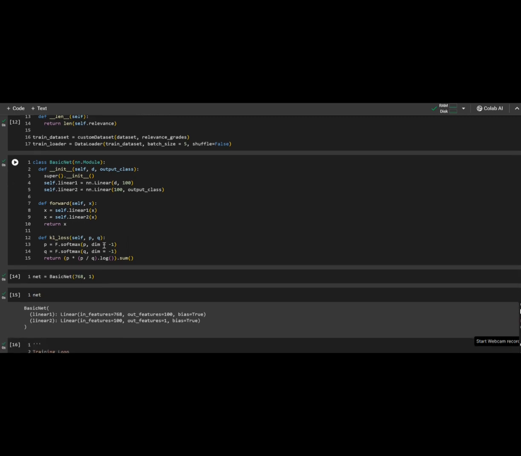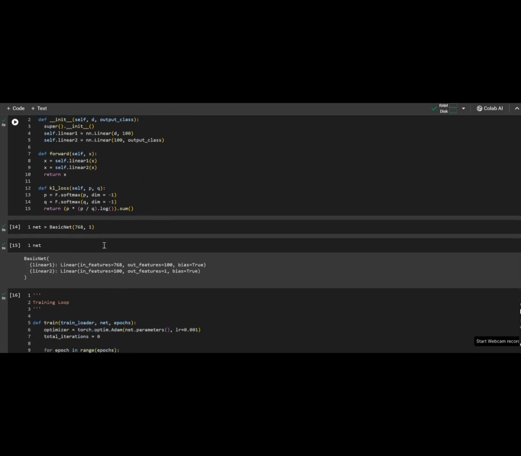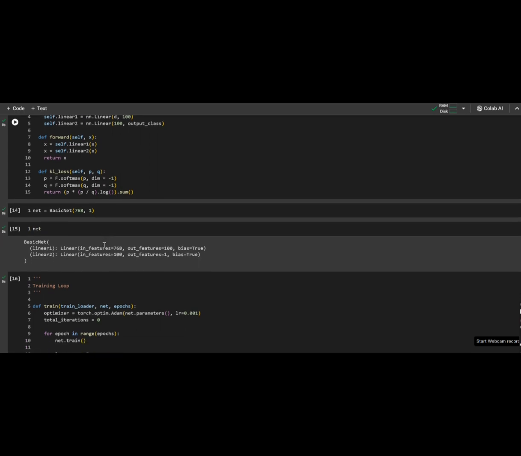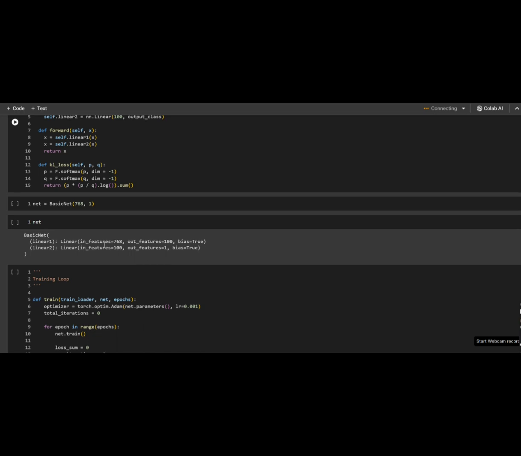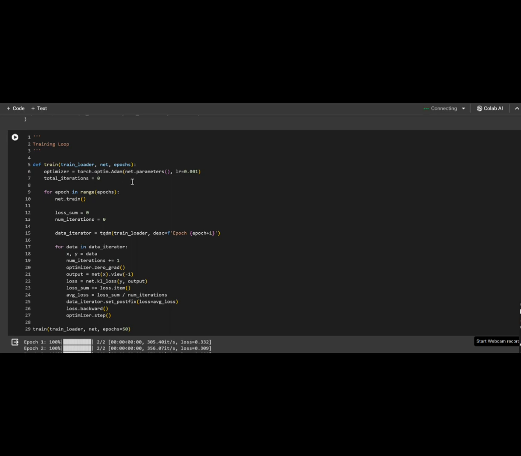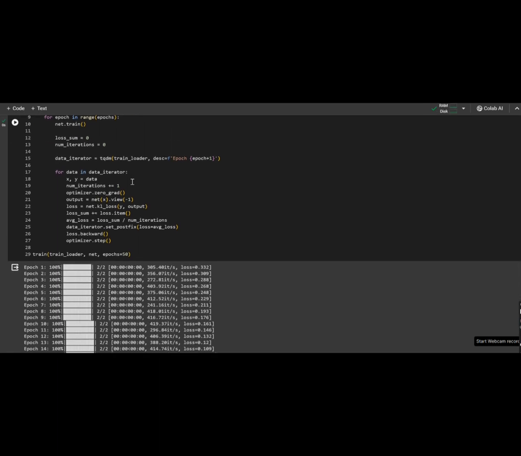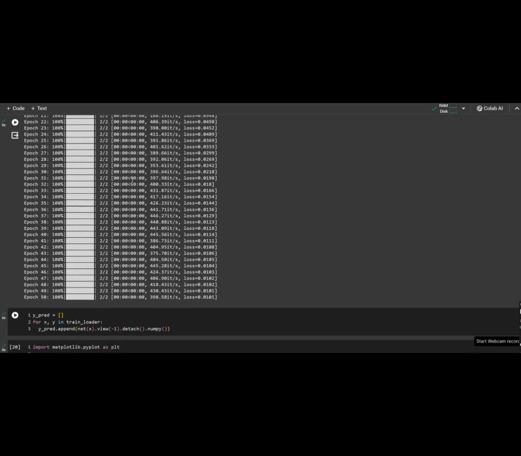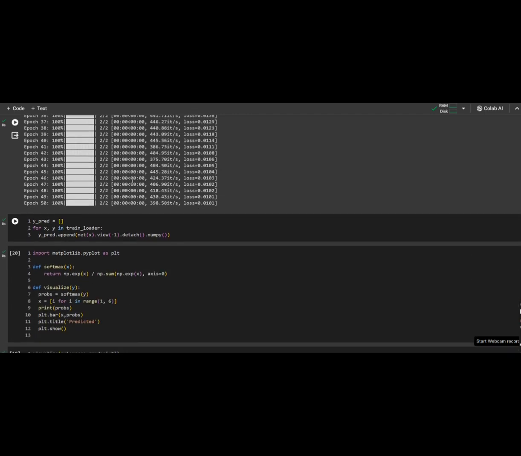The loss function I have used is a KL divergence loss, but in the paper they have used categorical cross entropy. I have used the KL divergence loss since we are dealing with two probability distributions, so KL divergence will be useful in this case. This is the training loop. I have used the Adam optimizer with a learning rate of 0.01, and I have trained the neural network for 50 epochs, and the loss, as you can see, is gradually decreasing.